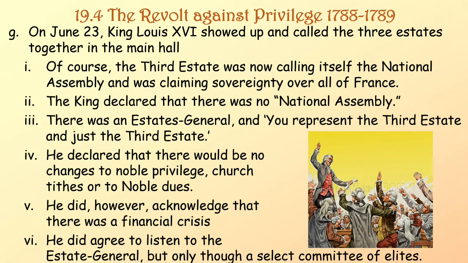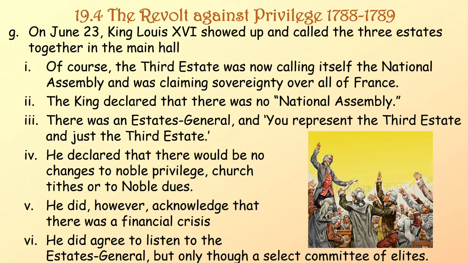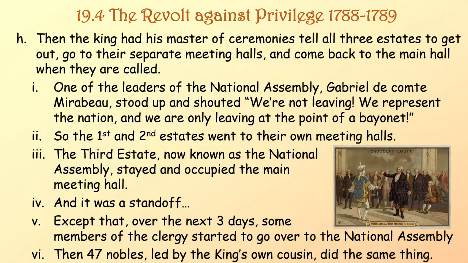On June 23rd, King Louis XVI showed up, and he called the three estates together in the main hall. And of course, the Third Estate was now calling itself the National Assembly and was claiming sovereignty over all of France. And the king declared that there was no National Assembly. There was an Estates General, and you represent the Third Estate and just the Third Estate. And he declared that there would be no changes to noble privilege, church tithes, or noble dues. He did, however, acknowledge that there was a financial crisis, and he did agree to listen to the Estates General, but only through a select committee of elites.